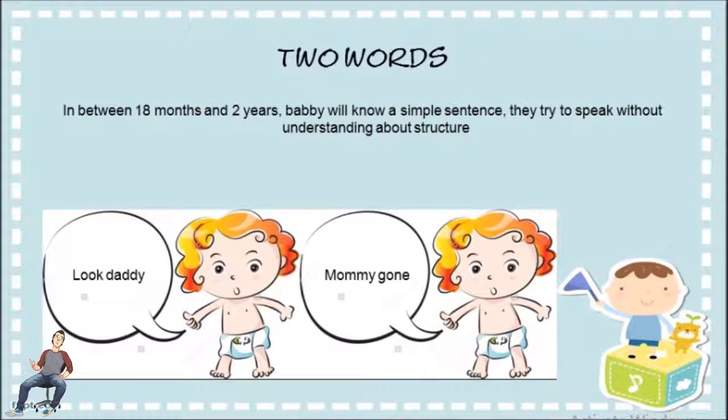The third is two words. Between 18 months and 2 years, the children will know a simple sentence without understanding grammatical structures. I'll give you some examples. Wanting to call the daddy, they say, "Look, daddy," or "Mommy gone, there doggy." The sentences are not complete in grammatical structures.